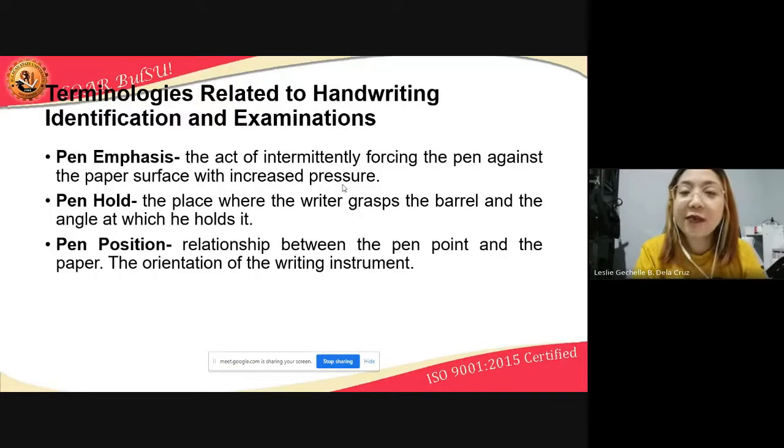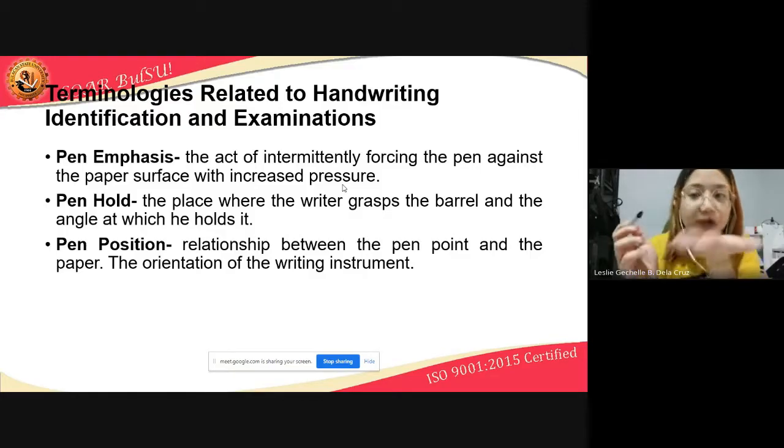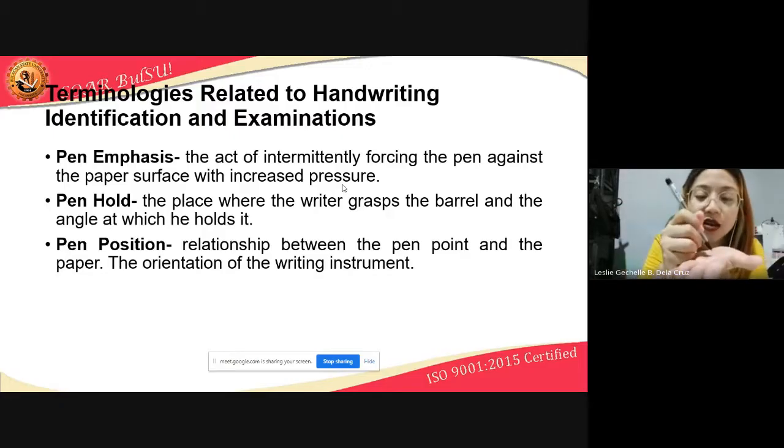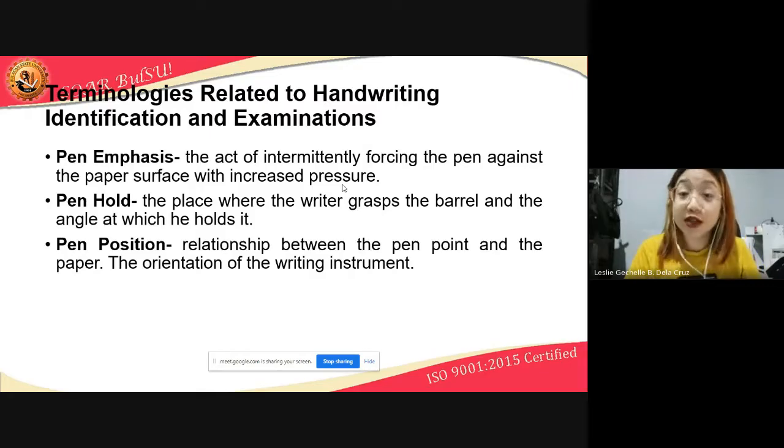Pen hold, the place where the writer grasps the barrel and the angle at which he holds it. When we say barrel, ito yung lagayan ng ink. Yan. Kung papaano mo hawakan to, that's pen hold. Okay? Pen position, the relationship between the pen point and the paper, the orientation of the writing instrument. So, this is the pen point. For example, this is the paper. Kung ano yung relationship nila, kung paganyan ba, paganyan, that is your pen position.